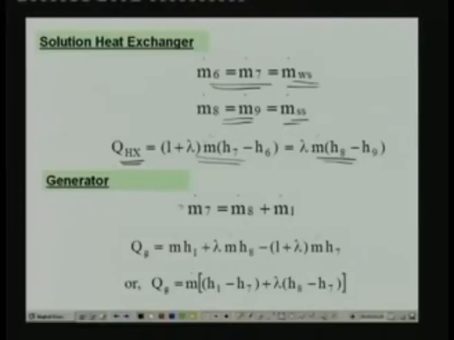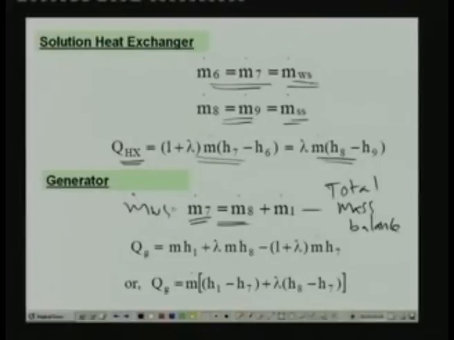Now we can also write the mass and energy balance for the generator. This is the total mass balance. Mass entering is the weak solution mass flow rate, m dot 7, and what is leaving is the refrigerant mass flow rate m dot plus the strong solution mass flow rate m dot SS. Similarly, you can write the energy balance equation.